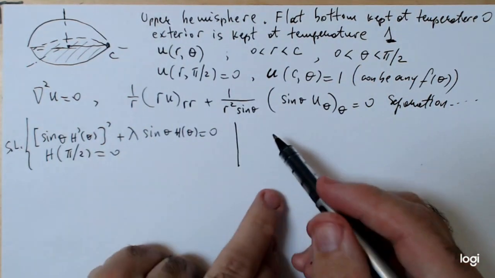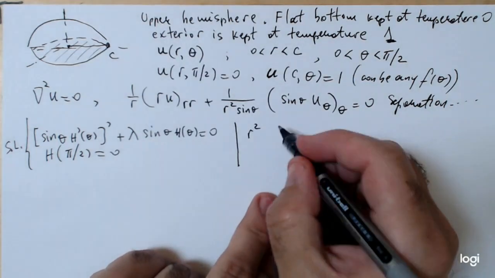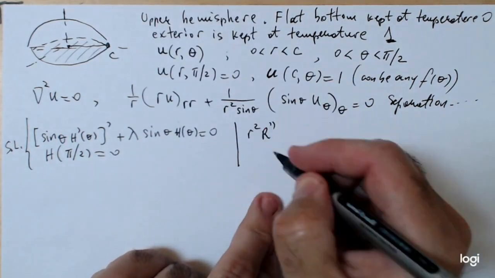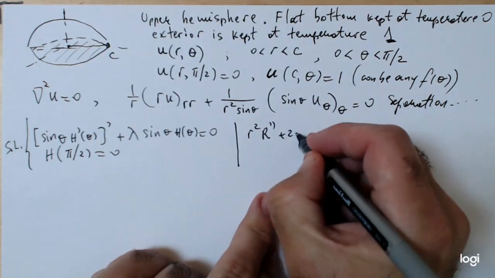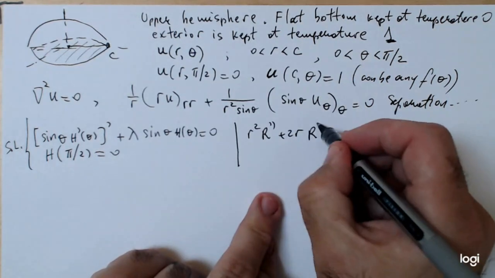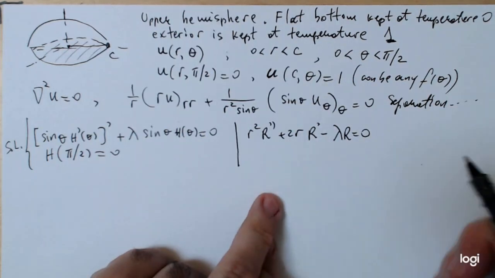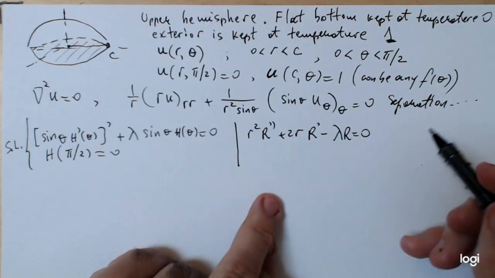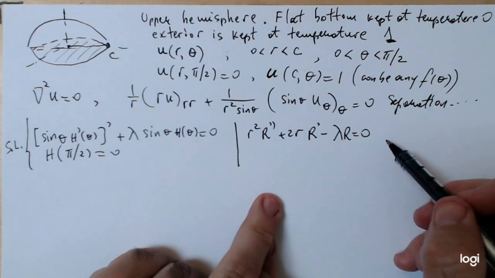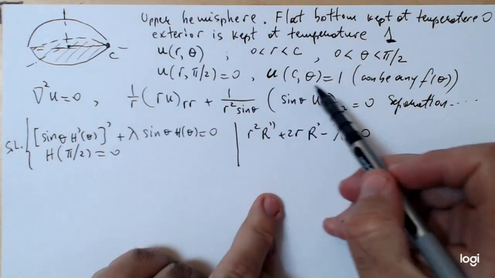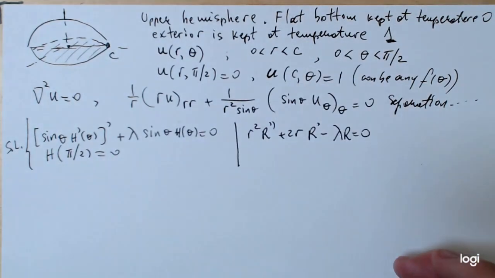The equation in R will be of Cauchy-Euler type. That's r squared R double prime plus 2r R prime minus lambda R equals 0. No extra condition on this one. And like I said, we're going to deal with this at the end after the superposition principle.